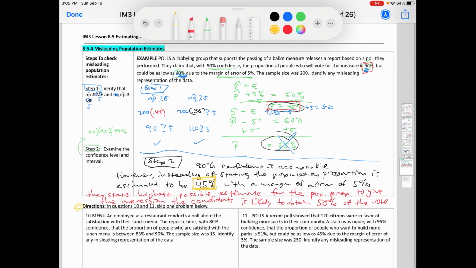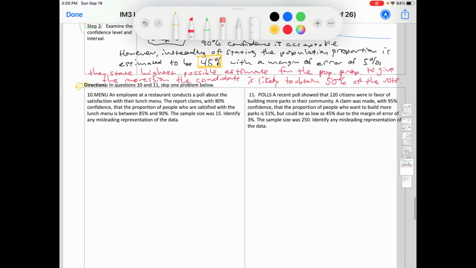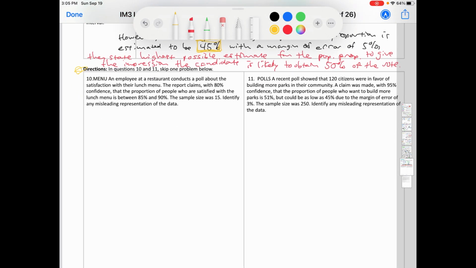Okay, directions. In questions 10 and 11, skip one problem below. If you want to see me do it with you step by step, then go ahead and just press play. Okay, question number 10. An employee at a restaurant conducts a poll about the satisfaction with their lunch menu. The report claims with 80% confidence that the proportion of people who are satisfied with the lunch menu is between 85 and 90%, and the sample size was 15. Identify a misleading representation of the data.